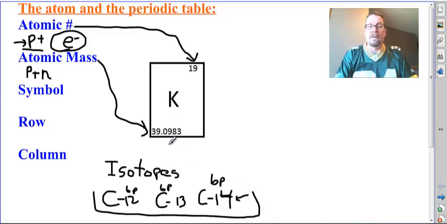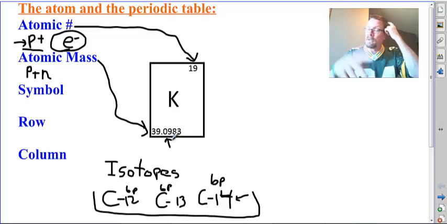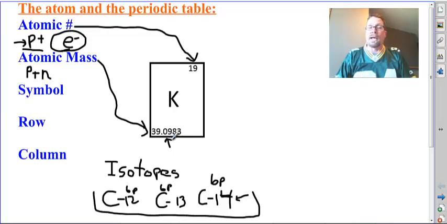This number essentially becomes an average by percent composition of what those things are. You'll do a PhET lab and really work with that online. And the ones that are on the periodic table really illustrate the ones that are most prevalent.